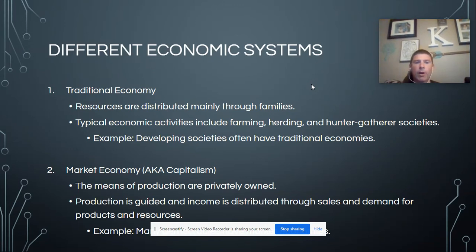And then we move up to a market economy. I'm sure you've heard of this term before, capitalism. It's often used to describe the United States because in capitalism, businesses are privately owned. Apple was created by a group of people, and so was Microsoft, and so was Nike, and all these different companies. And production is guided really by those private groups.